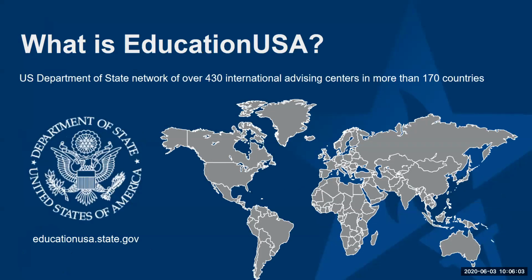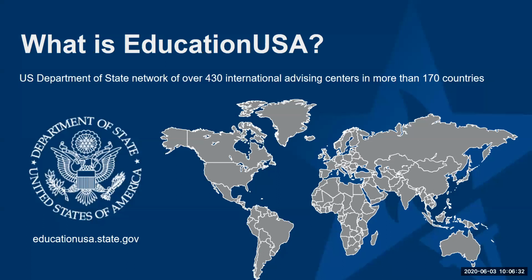Thank you. So what is EducationUSA? We are a U.S. Department of State network, with over 430 international advising centers in more than 170 countries and territories. So we are part of the U.S. government, the Department of State, and we are basically all over the world. A lot of our centers are based at the U.S. embassies or consulates. You can find your nearest center across Southeast Asia.